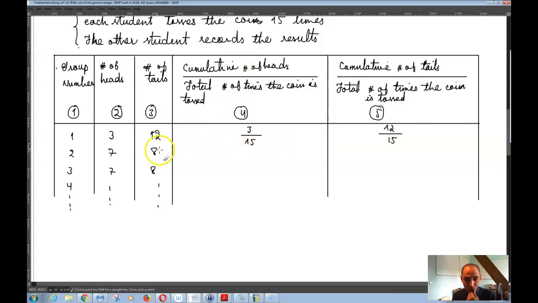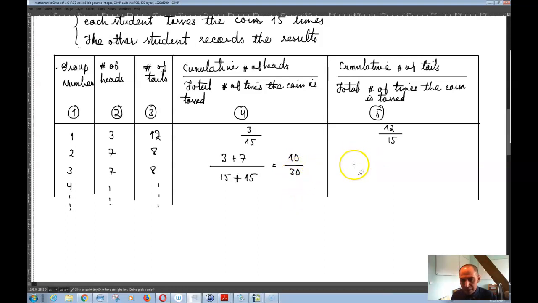Now, when it comes to the second row over here related to group number two, I have the results of group one, which is 3 and 15, and you have to add to that the results of group two as well. So in group two, we have tossed the coin another 15 times, and the additional number of heads that we have gotten was 7. So 3 plus 7, which is the same thing as, for example, 10 divided by 30, right?